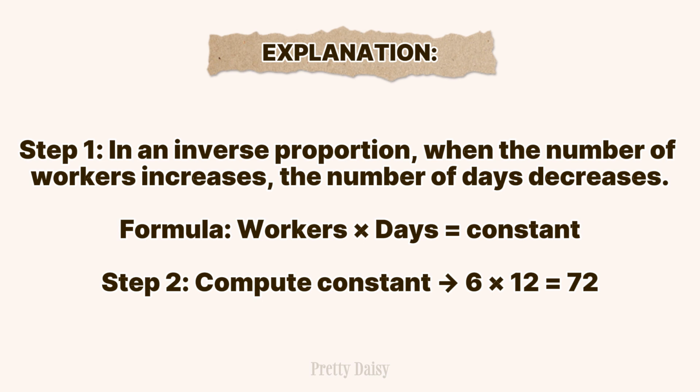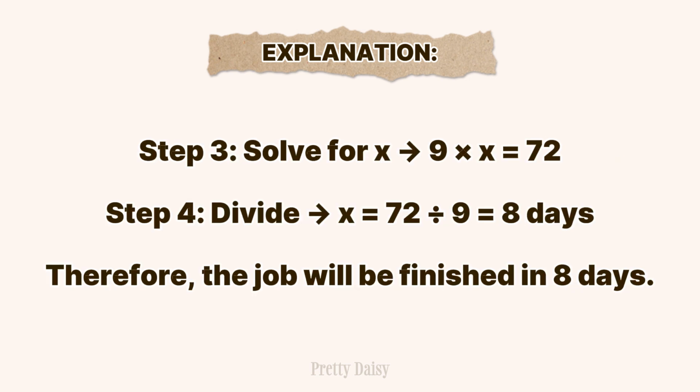In an inverse proportion, when the number of workers increases, the number of days decreases. Use the formula: workers times days equals a constant. Step 2. Compute the constant. 6 workers times 12 days equals 72. Step 3. Solve for x.